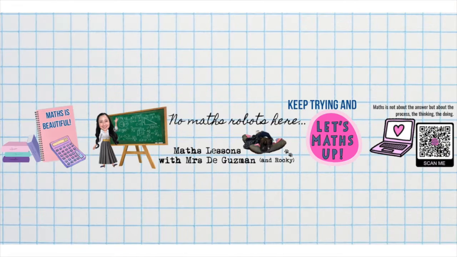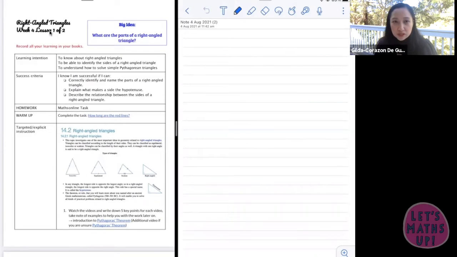What we do want to focus on today would be, one, to name or identify what right angle triangles are, and two, to name the parts of a right angle triangle.